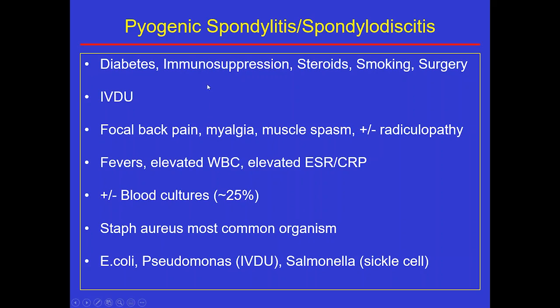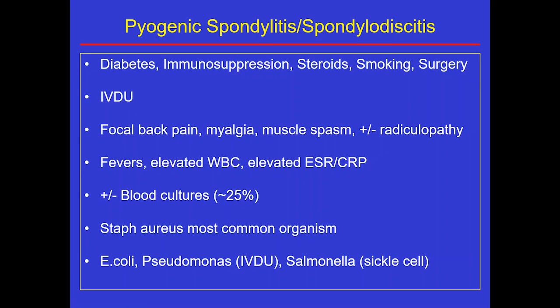Patients will typically present with focal back pain. They may have myalgias, muscle spasm, depending on whether or not the neural foramen is involved. They may have radiculopathy. Clinically, they will present with fevers, elevated white blood count, and they'll have elevated ESR and C-reactive protein, so their inflammatory markers are going to be elevated.